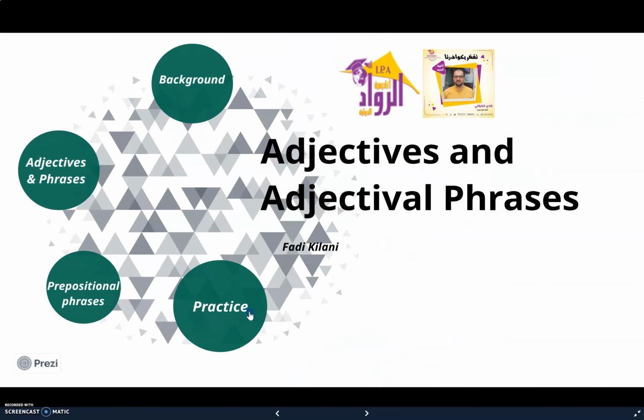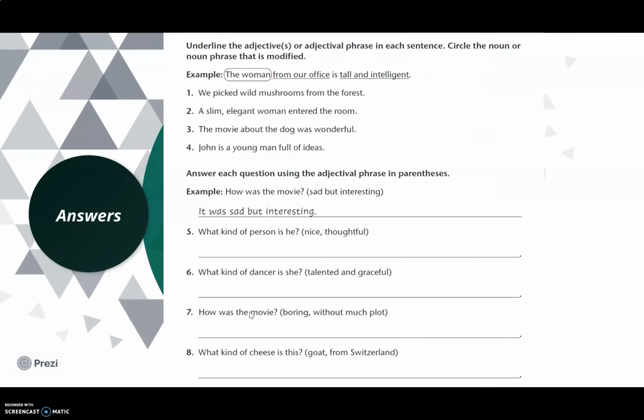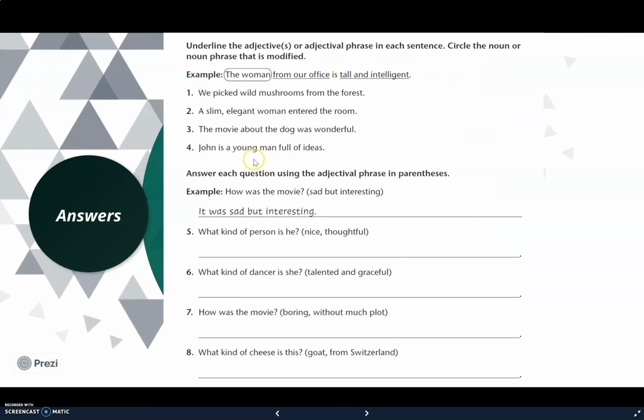And here, students, we have practice. I hope you are well and you understood the lesson. The first question: underline the adjectives, adjectival phrases, or prepositional phrases, and circle the noun.